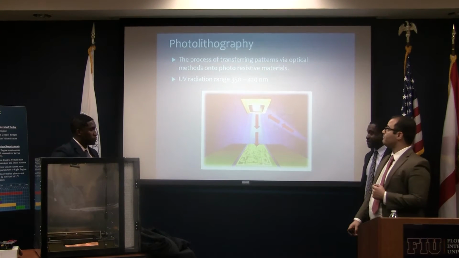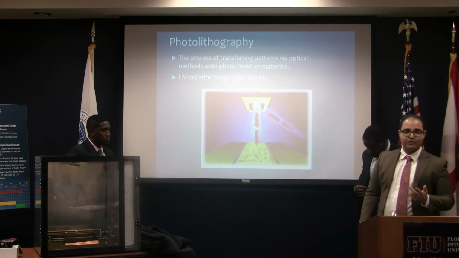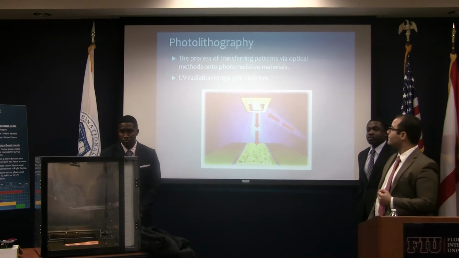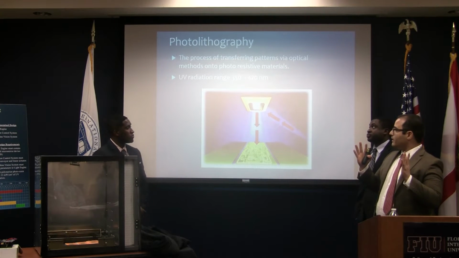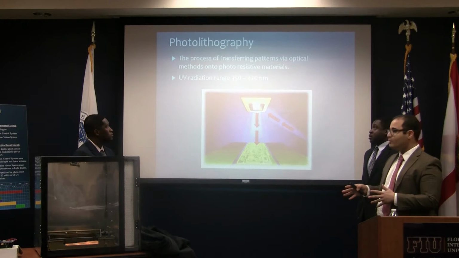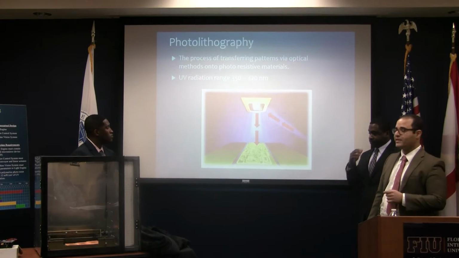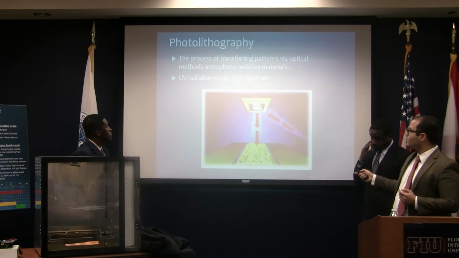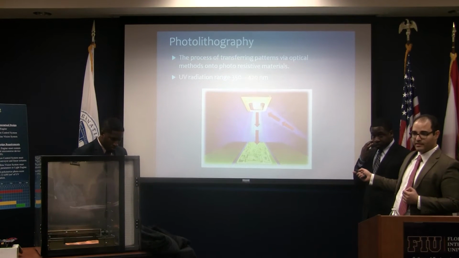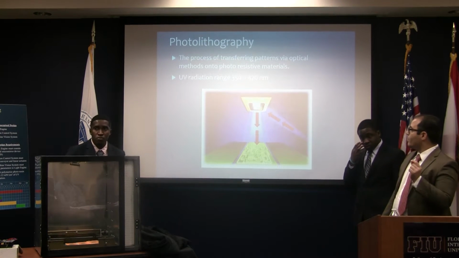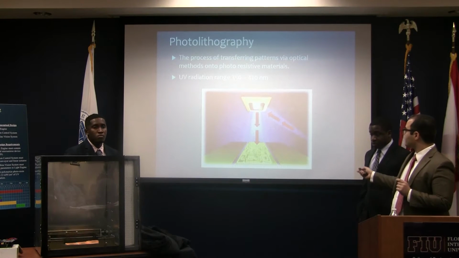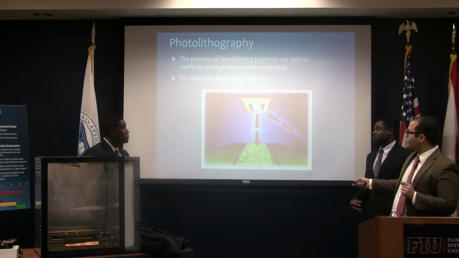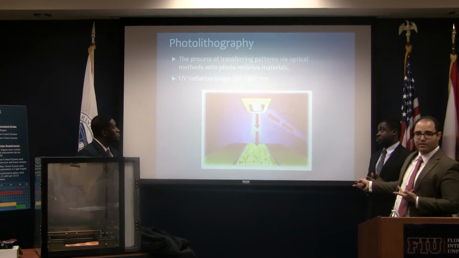So what is photolithography? Photolithography is the process of transferring images or patterns via optical methods onto photoresistive materials. The spectral range which we are using is between 350 to 420 nanometers, which is UV light. This image shows the technology which we're using, which is a DLP chip from Texas Instruments. It's a micro-electromechanical system with thousands of microscopic mirrors. As the light is shone onto it, it is projected through a projection lens onto the photoresistive material. This is how printed circuit boards are manufactured.